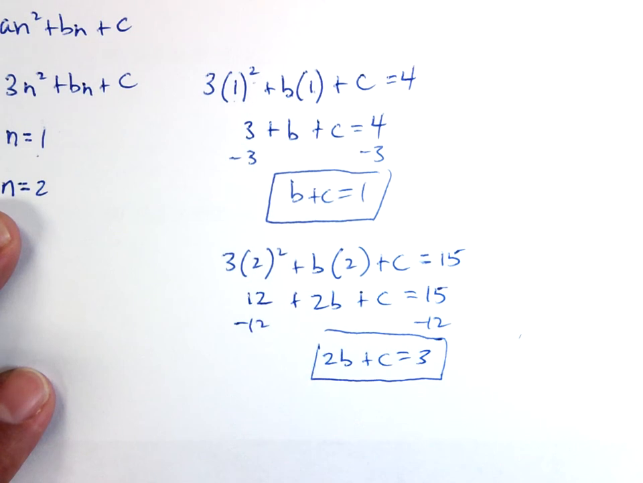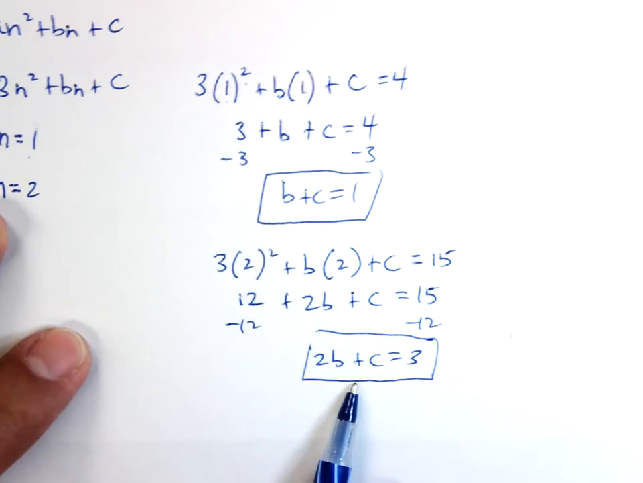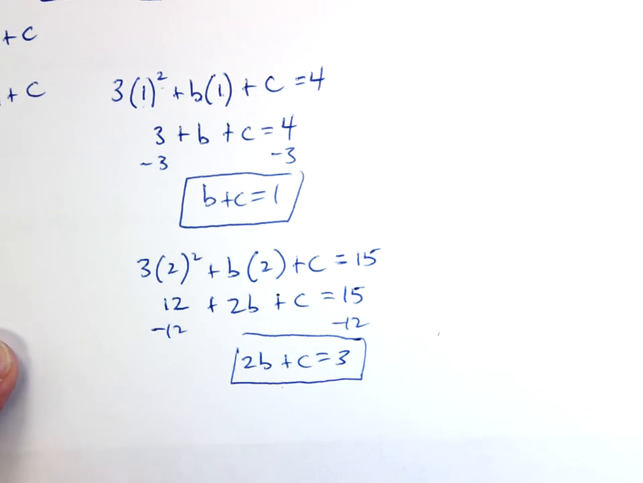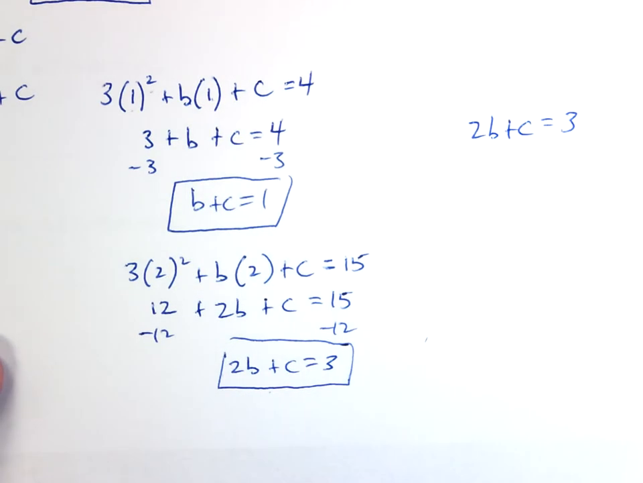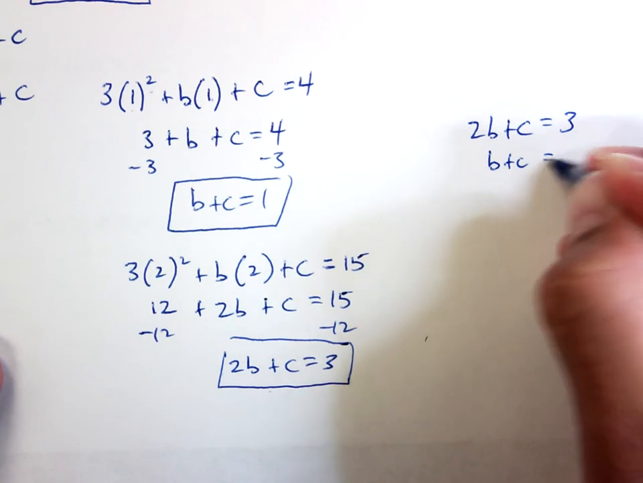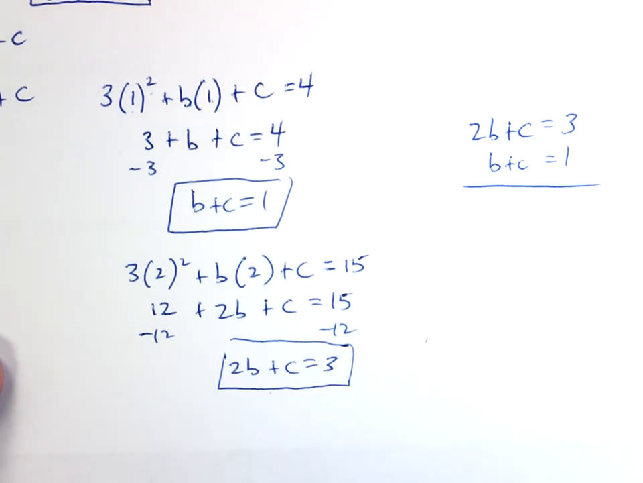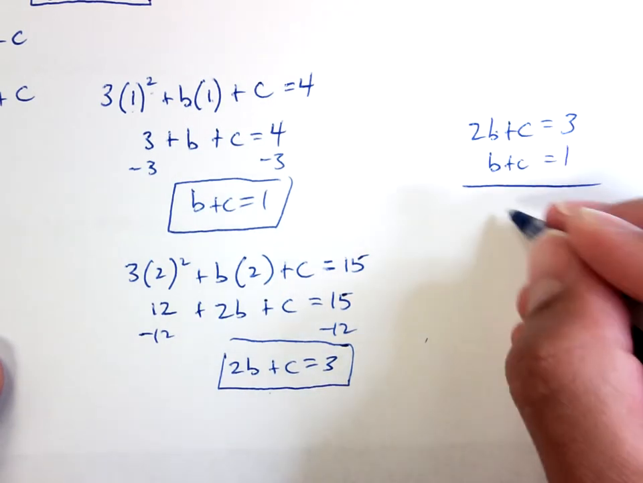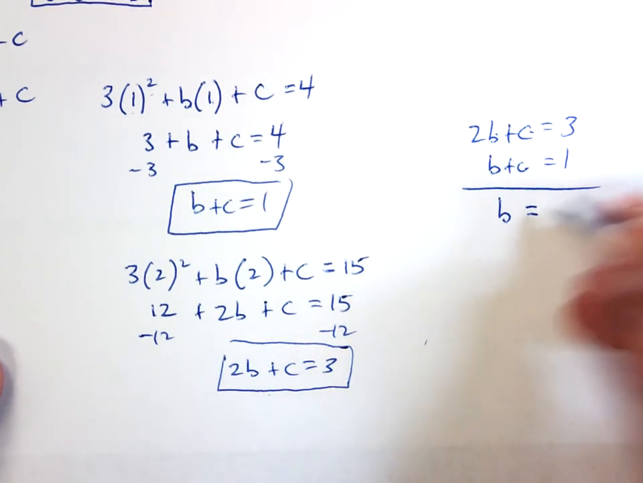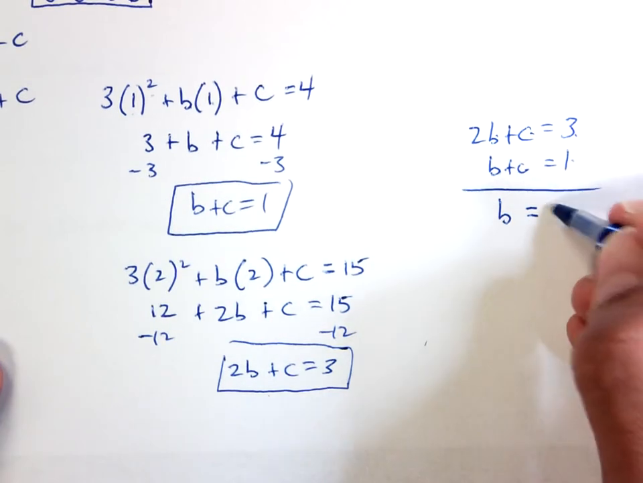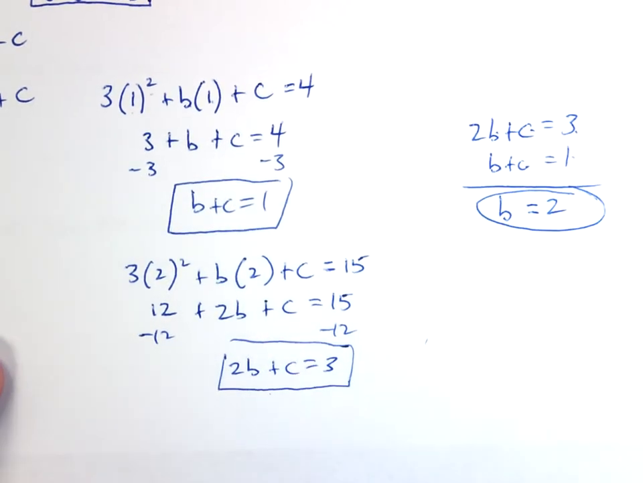So like I said a while ago, what I want to do is take this second one and put it on top: 2b plus c is equal to 3. And the first one that I got, I'm going to put on the bottom: b plus c equals 1. Now I'm going to subtract the bottom equation from the top equation. 2b minus b is b. c minus c, those cancel each other out, so they go away. And then 3 minus 1 is 2. So there's my b. So I got my a and I have my b.